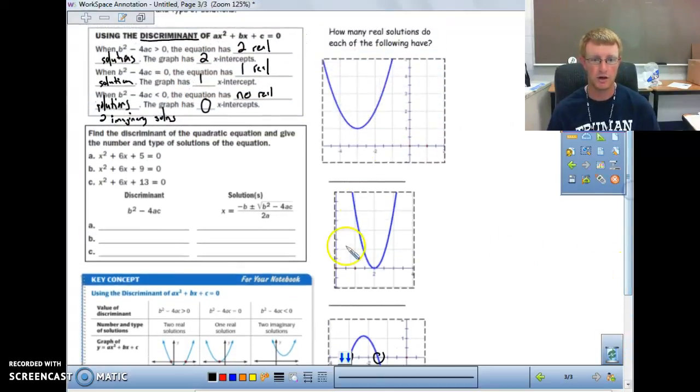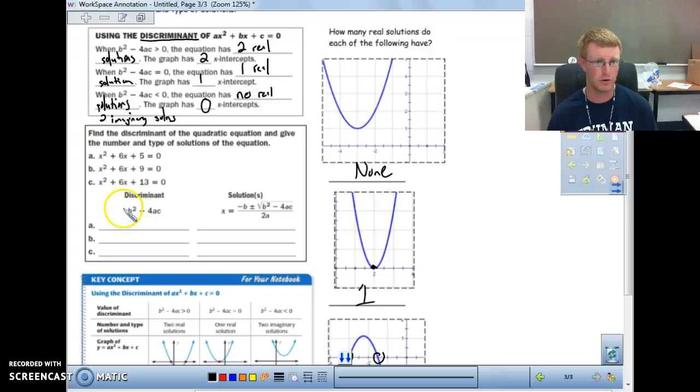And then we go up here. Here's the instance where we will only get one. The graph comes down, touches the one point, and then goes back up, so there's only one real solution there. And up here, it doesn't cross at all, so we have no real solutions. Our imaginary solutions come when we see a graph like this.